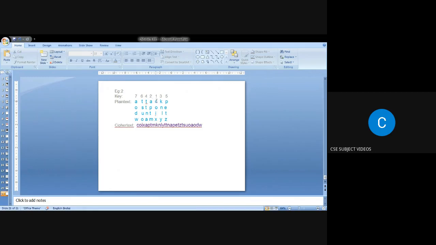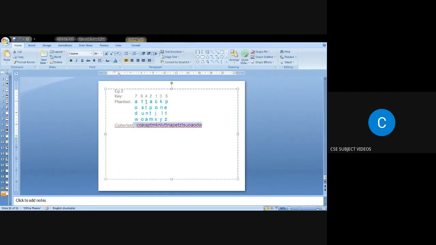Now the column which has the number 1 is listed first: COIX. Next the column with number 2: APTM. Next the column with number 3: KNLY. Similarly it goes on till the end.